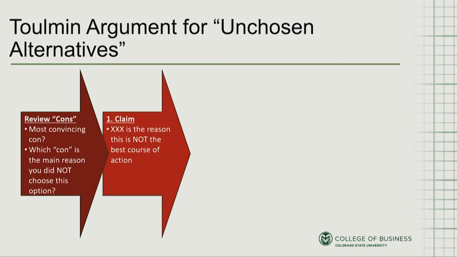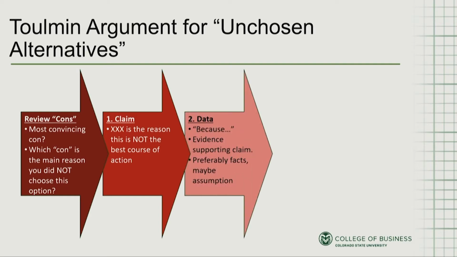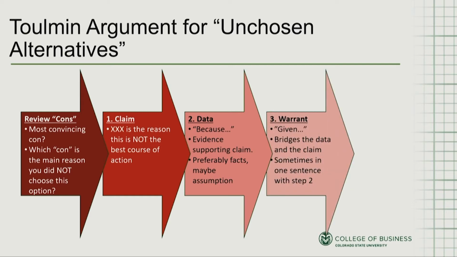Then what you're going to do is make that part of your claim. This is the reason why we shouldn't do this course of action. Because what is the evidence you have? Preferably some facts, maybe a logical assumption. You know, the price-quality relationship: when you hear the idea that people assume that something that's higher priced might have a better quality, that might make sense to you. You might not have the facts to back it up, but it makes sense.